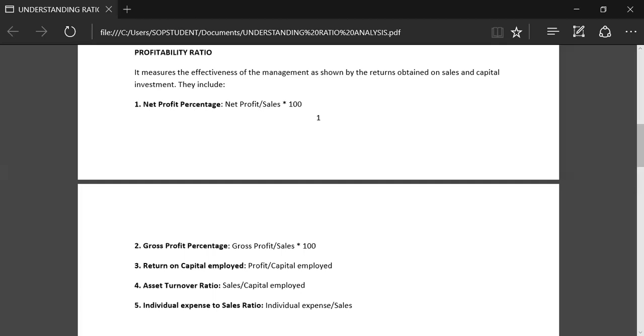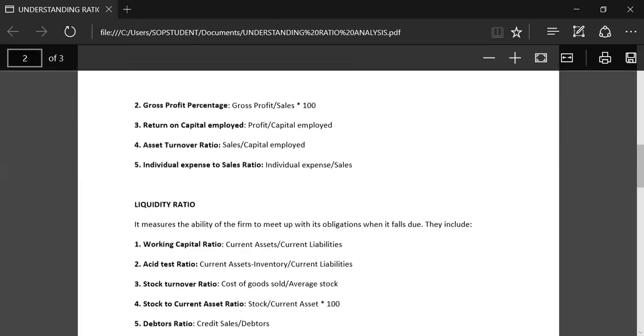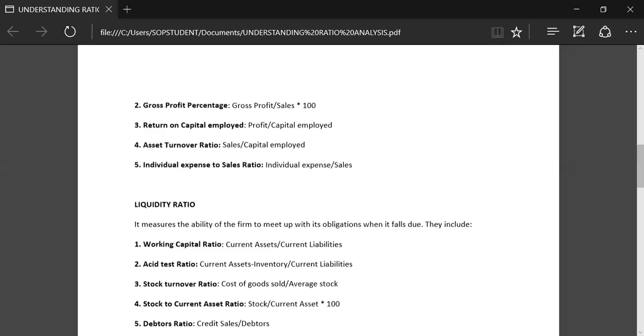We have the asset turnover ratio, which is how effectively the company used the capital employed to generate sales. And then we have the individual expense to sales ratio. This is the individual expenses compared with sales.